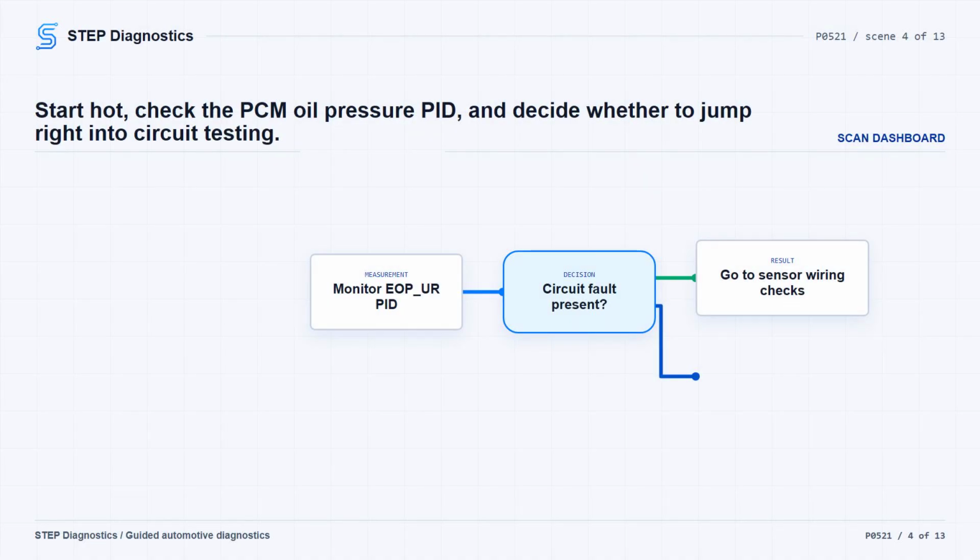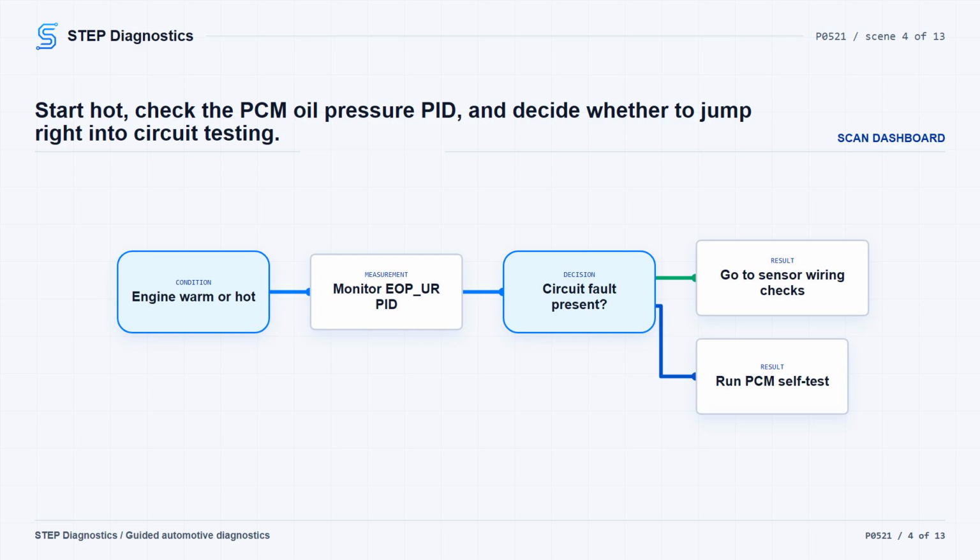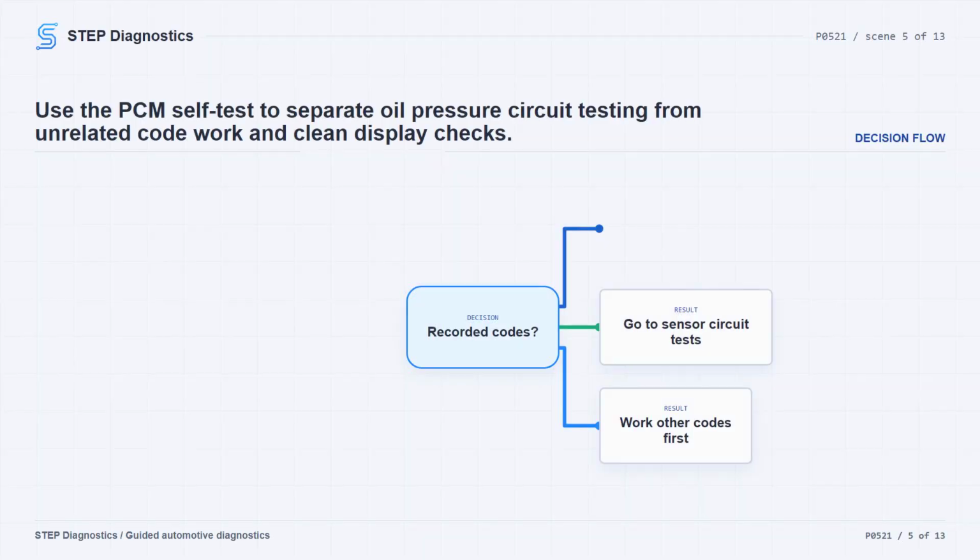Start with the engine warm or hot. Key on. Use the scan tool to get into the PCM data and monitor the EOPUR PID. If the engine oil pressure sensor circuit fault is present there, move straight into the sensor circuit voltage checks. If it is not present, run the PCM self-test and look at the recorded codes. If the target oil pressure code or related oil pressure and communication codes are recorded, go to the sensor circuit testing. If other unrelated codes are present, check what they mean first. If there are no recorded codes, continue with the warning display checks.